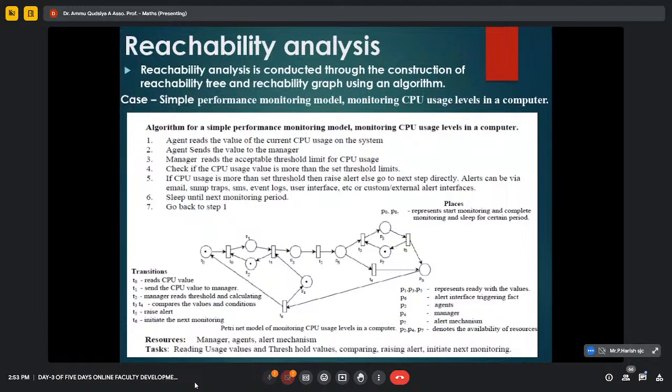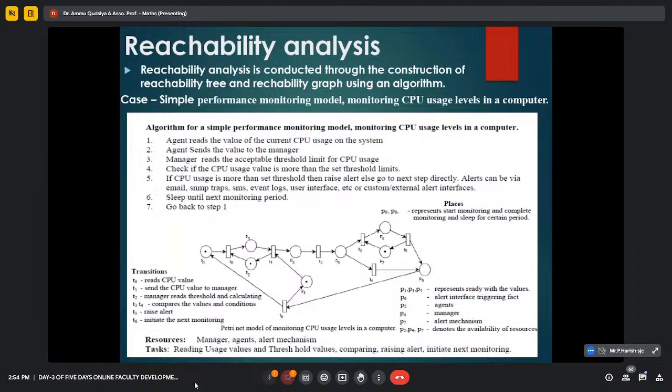In this cycle, the CPU will be read. The agent in the system, the computer CPU, will read the value of the current CPU usage level, and it will send the value to the manager. The manager will read the CPU level, and it will compare it with the threshold level. If the CPU usage level is greater than the threshold level, the manager will send an alert through SMS or WhatsApp messages. This is the small example that I have taken.